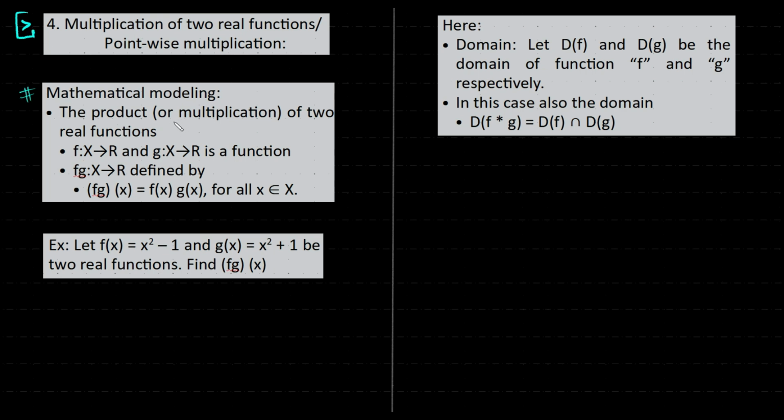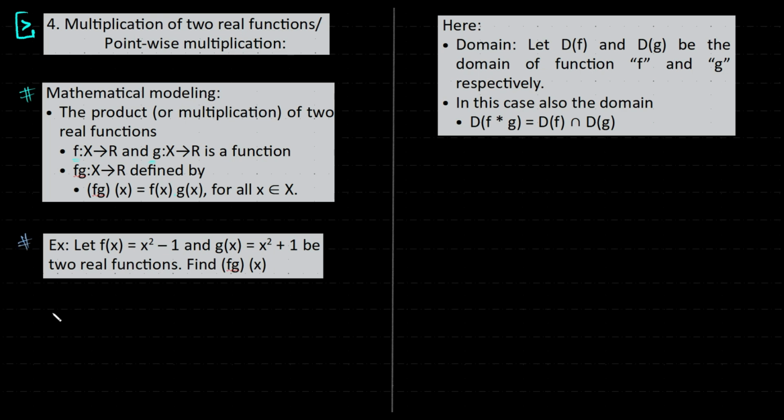So the product or multiplication of two real functions. We have functions f and g mapping X to R. So the product (fg)(x) is the same as multiplying f(x) into g(x). It's the same concept that we've been seeing from the start.